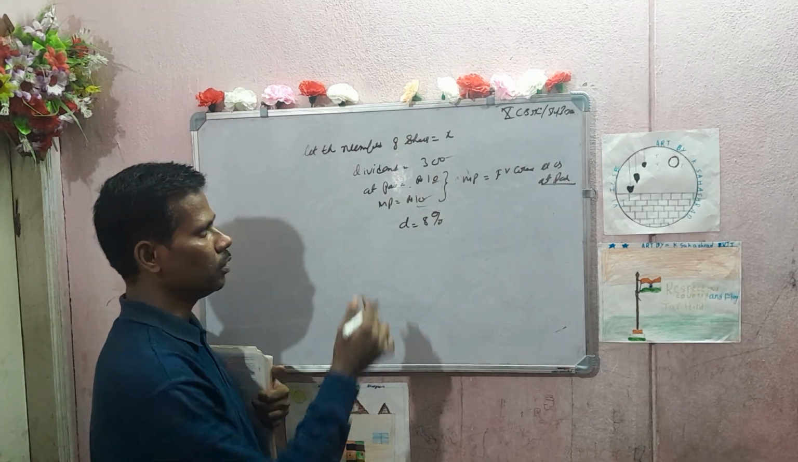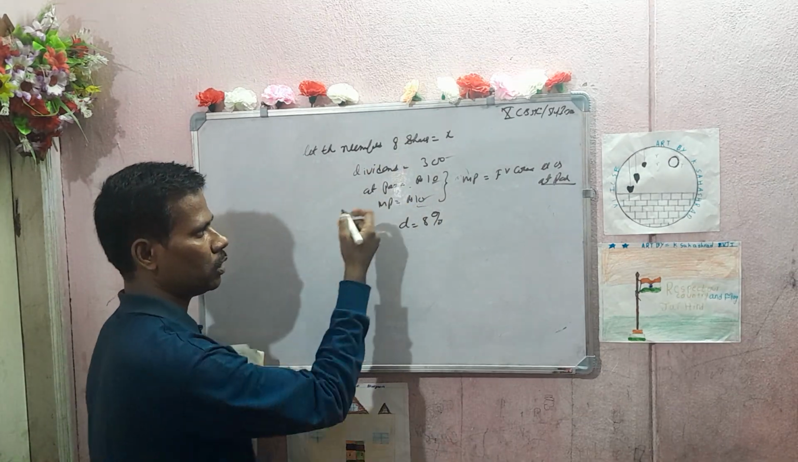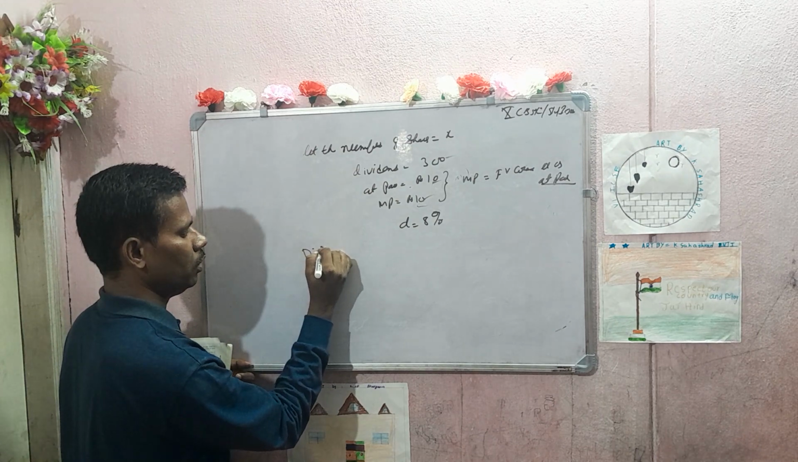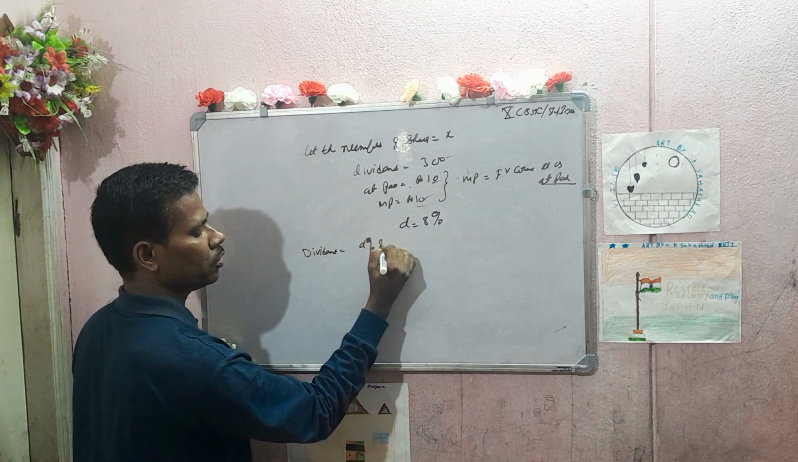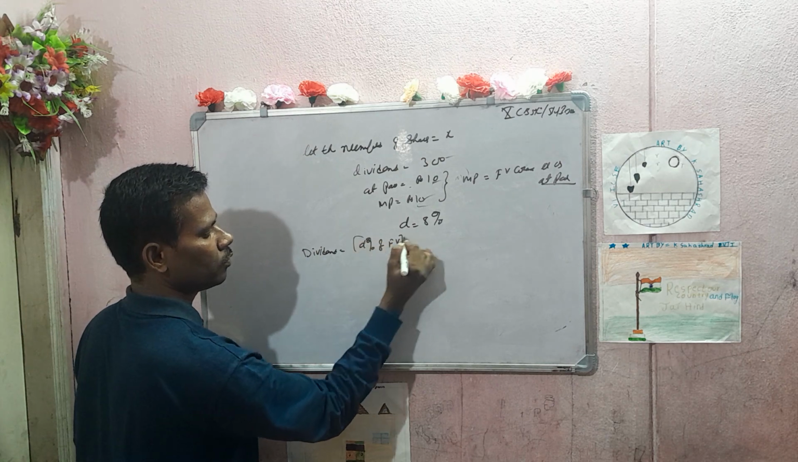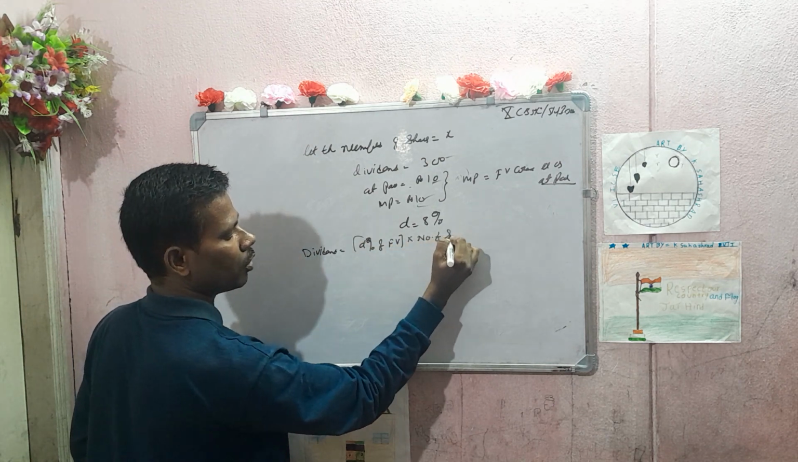Dividend is equal to 8% given. Simple. Just apply that formula. Dividend is equal to dividend percentage of face value into number of shares.